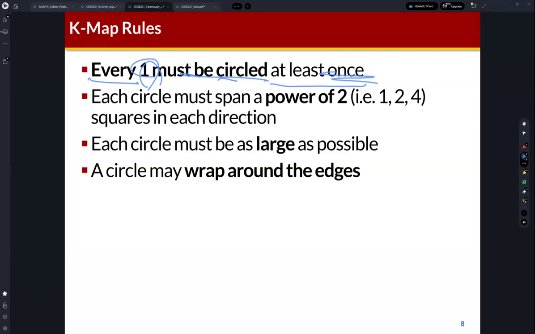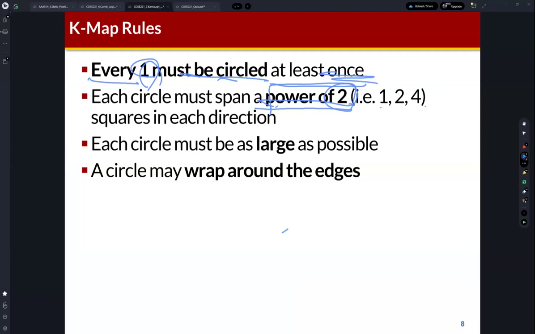And then each circle must span a power of 2. So this is not possible, like 1, 1, 1. So what's the problem? This circle includes three elements, but it's not allowed in the Karnaugh map. Thus, each circle must span a power of 2: 1, 2, 4, or 8. 3 is not allowed, and 6 is not allowed.